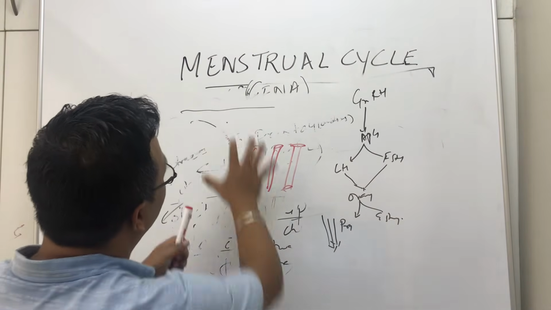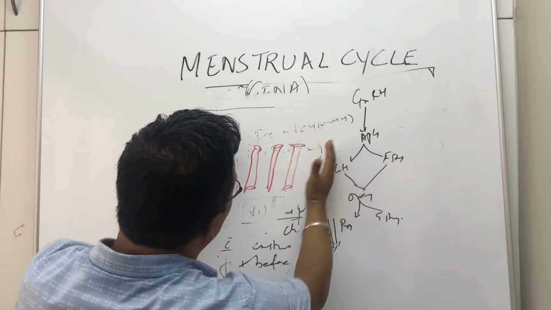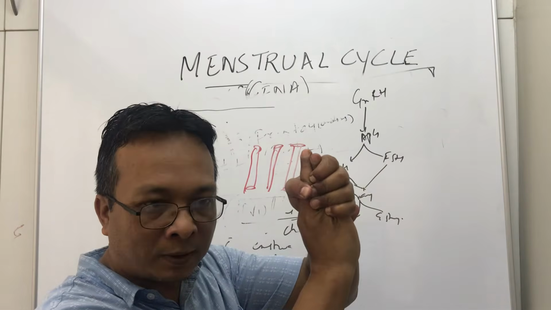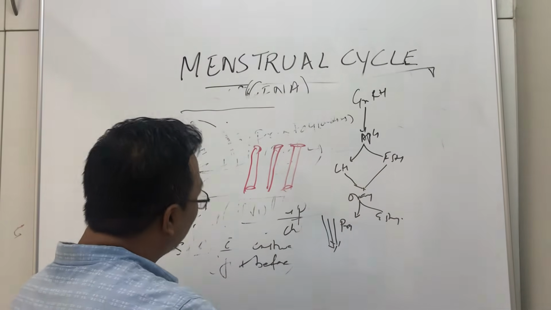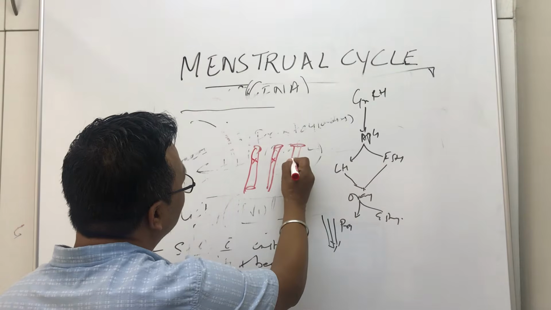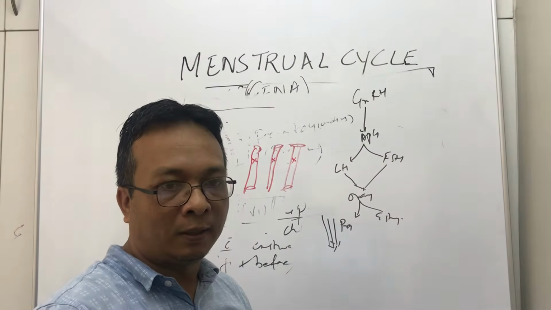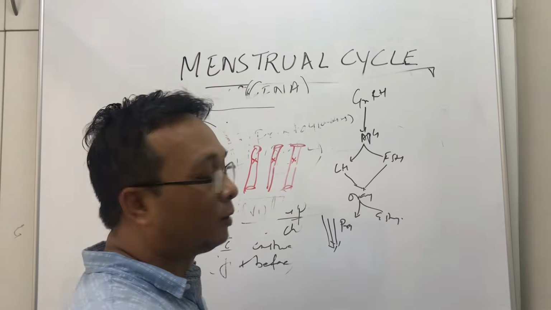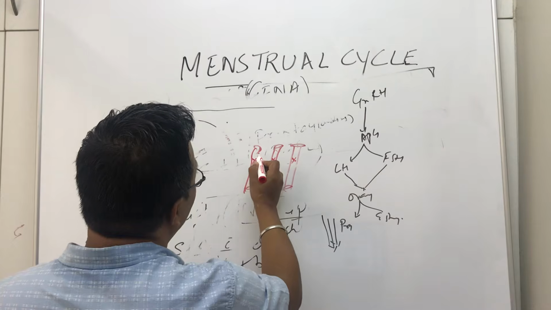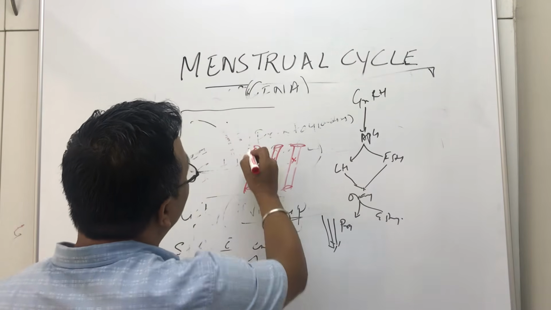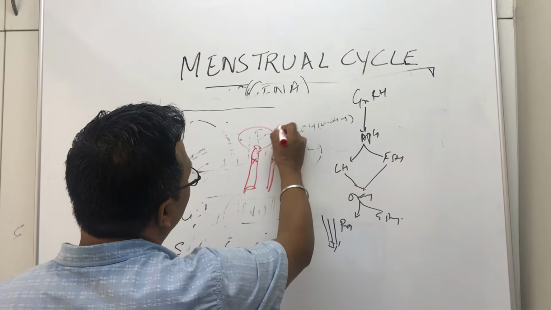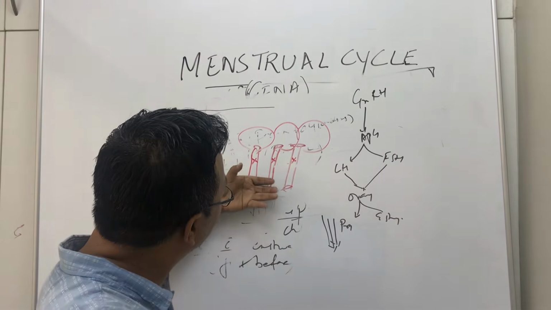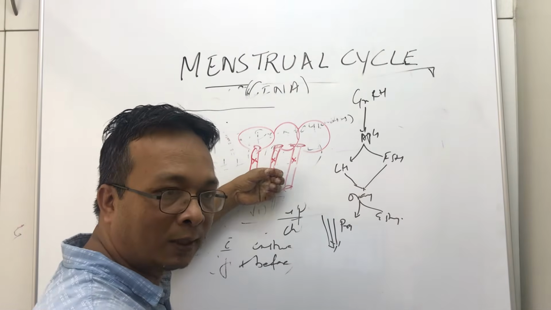So when the whole uterus is contracting, what will happen? During every contraction, these blood vessels will also be compressed. So there will be no blood supply. During every contraction, the blood supply is cut down. Suppose this blood vessel is supplying blood to this part of the uterus, and this one to this part, and this one to this part. Every time the uterus contracts, you are cutting off the blood supply.